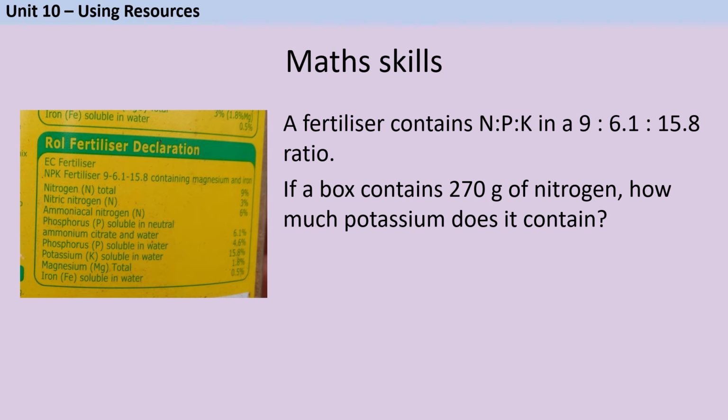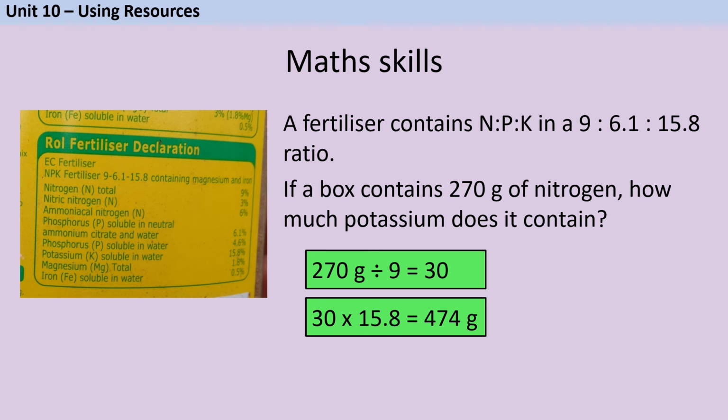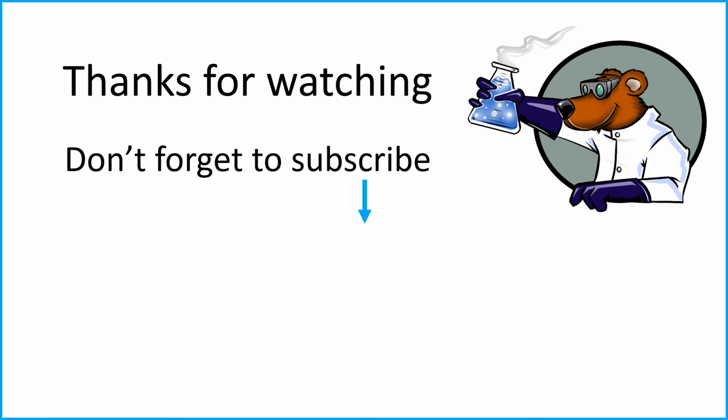Likewise, as well as testing out your knowledge of percentages, they could test out your maths knowledge of ratios. So here we've got 9 parts nitrogen to 15.8 parts potassium. So if we've got 270 grams divided by 9, that means 1 part would be 30 grams, and therefore 15.8 would be 474 grams.